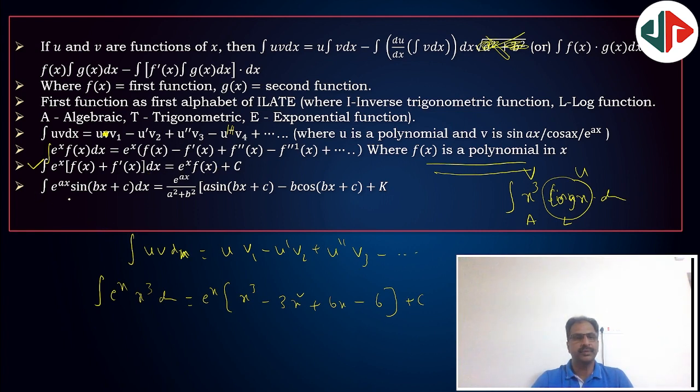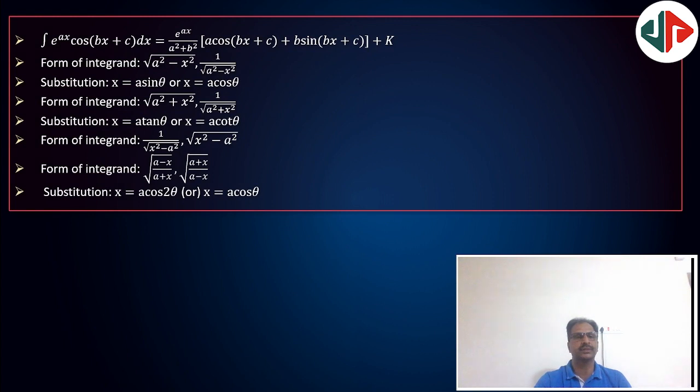Next, integral e power x into sin of bx plus c is e power x by a square plus b square into a sin bx plus c minus b cos bx plus c, plus k. Next, integral e power x into cos of bx plus c is e power x by a square plus b square into a cos bx plus c plus b sin bx plus c, plus c.